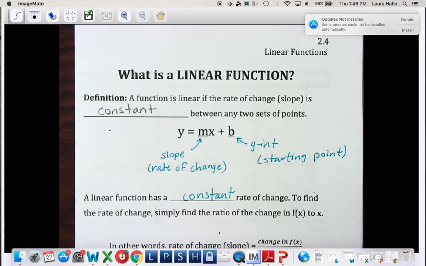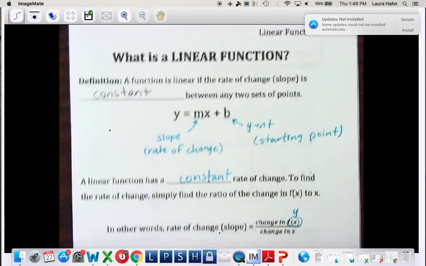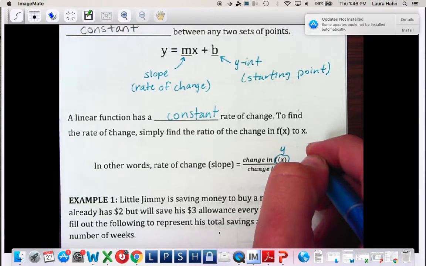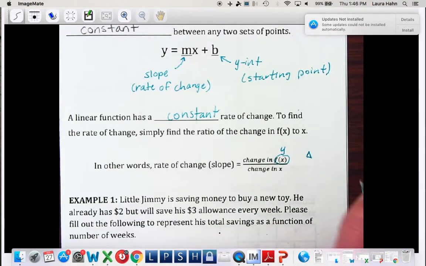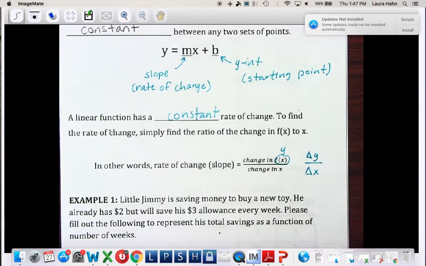One way you can find a rate of change, aka the slope, is the change in, remember this means y, over the change in x. Another way you might want to see change is a little triangle. That symbol means change, so the change in y divided by the change in x.